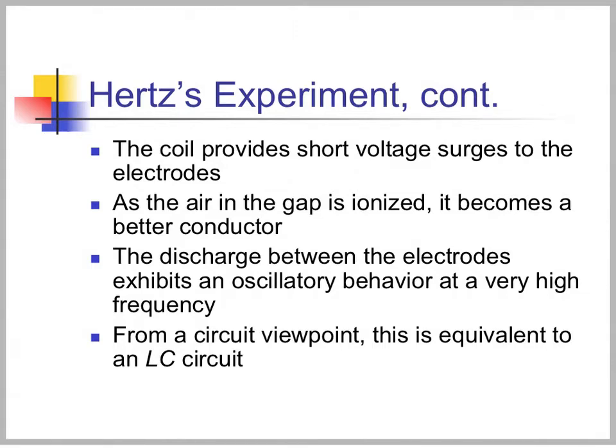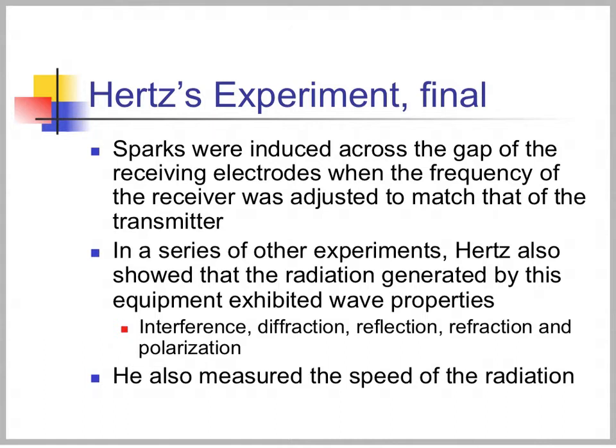Sparks are induced across the gap of the receiving electrodes when the frequency of the receiver is adjusted to match that of the transmitter. And in a series of other experiments, Hertz showed that the radiation generated by this equipment exhibited wave properties: interference, diffraction, reflection, refraction, and polarization. We're going to get to all of those in the next few chapters. And he also measured the speed of that radiation.